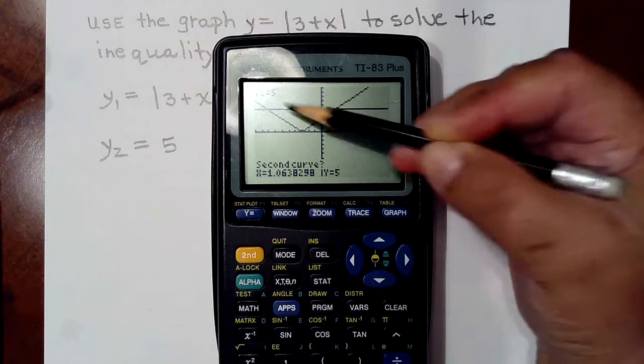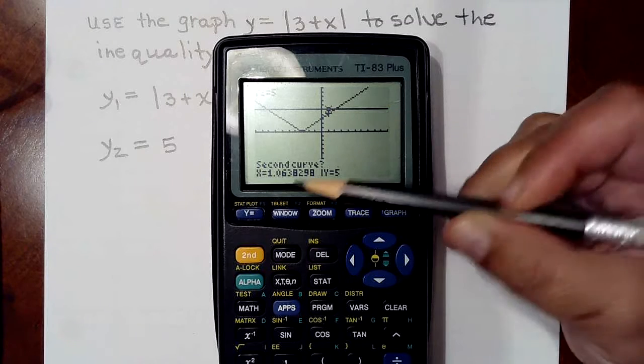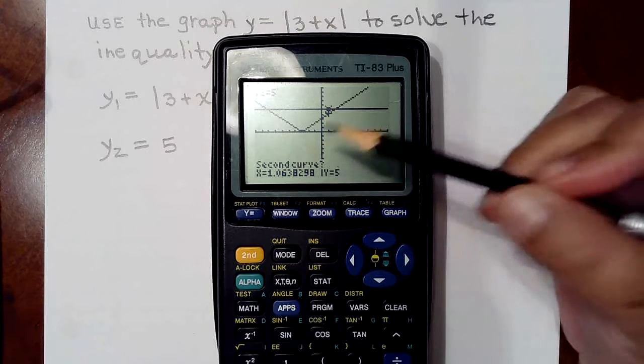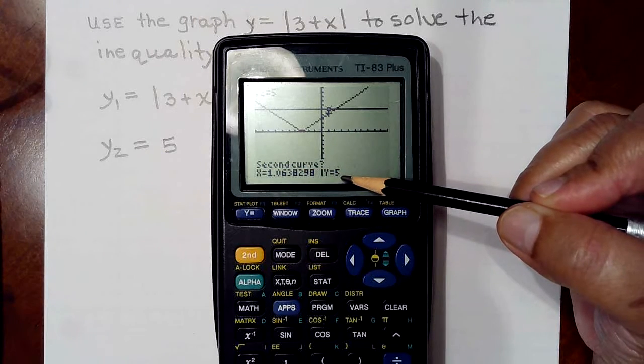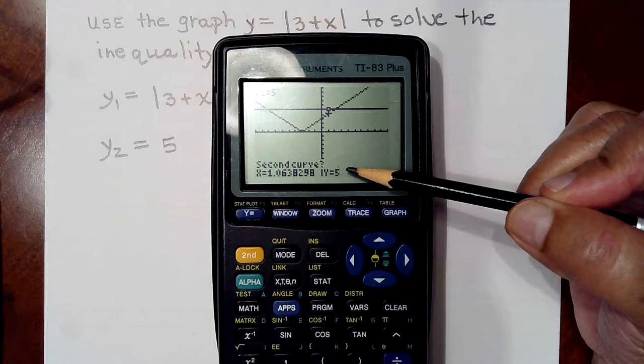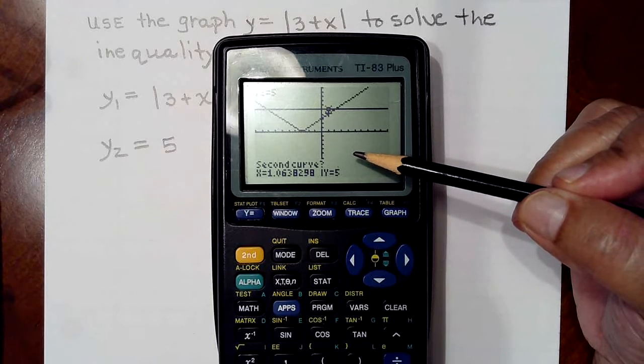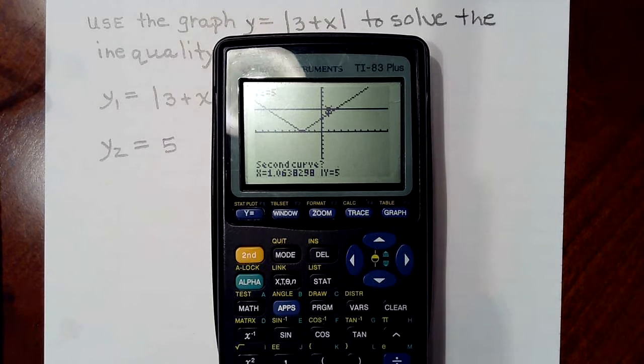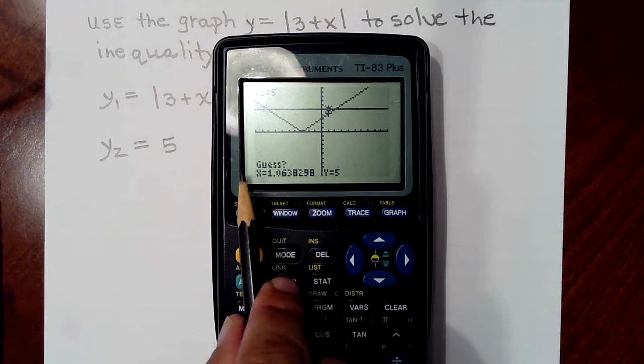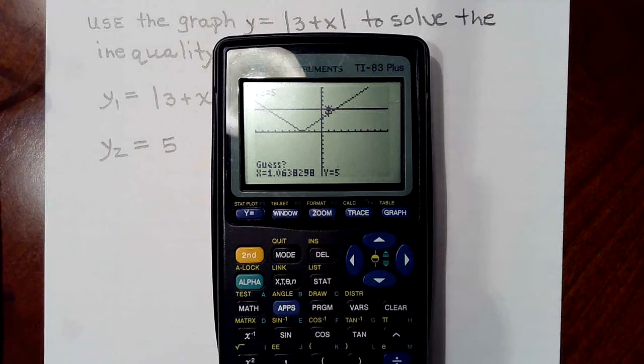Now it has jumped to the line y is equal to 5. So when your calculator is saying, "Am I on the second curve?", that just means, am I on the other curve? It calls everything a curve, whether it's a straight line or not. So press enter again to say yes. Then it'll say, "Would you like me to guess at the point of intersection?" Yes. Press enter again.